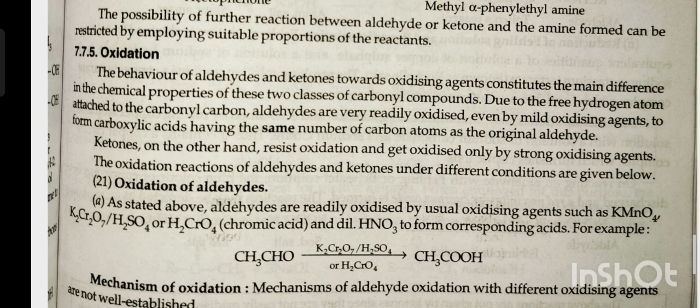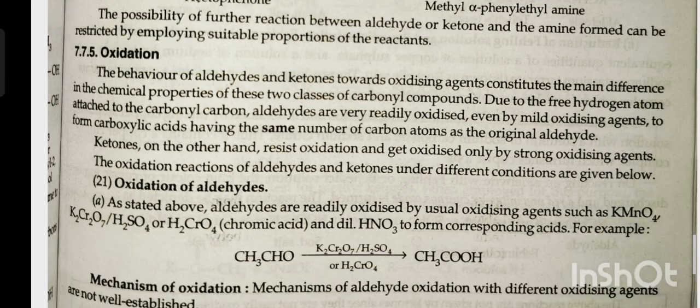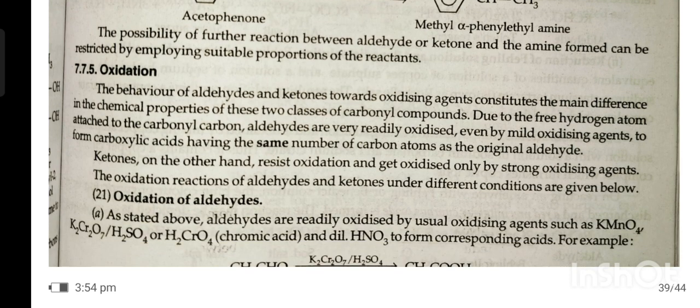Oxidation. The behavior of aldehyde and ketone toward oxidizing agents constitutes the main difference in the chemical properties of these two classes of carbonyl compounds, due to the free hydrogen atom attached to the carbonyl carbon.